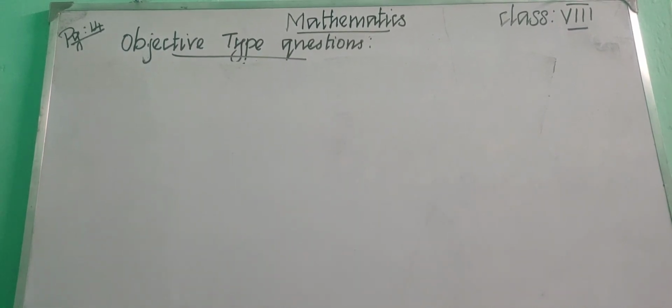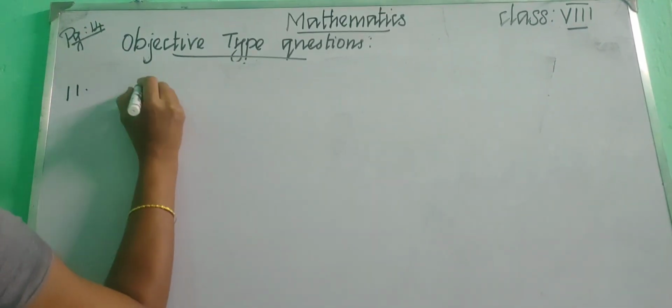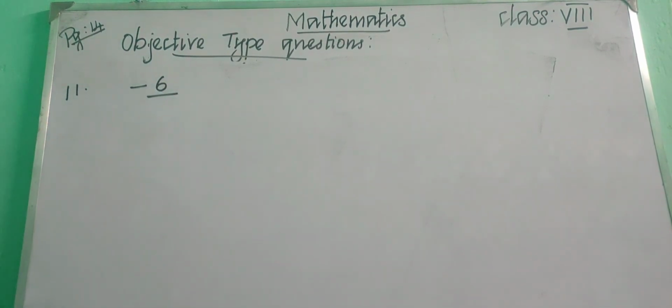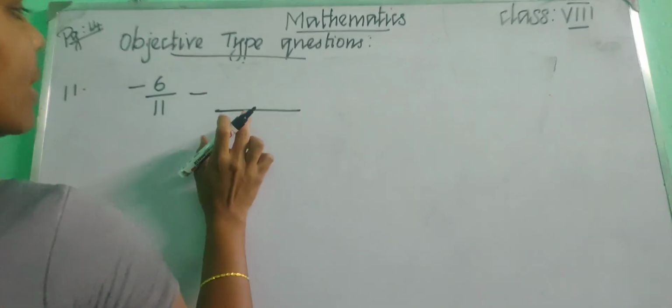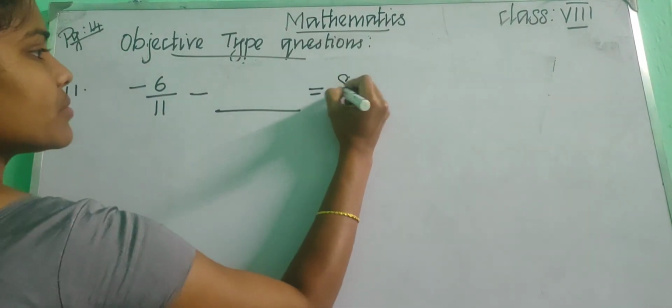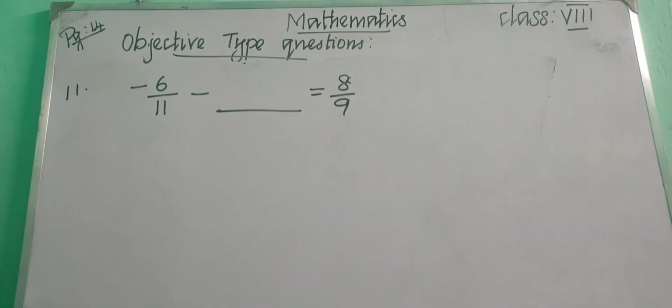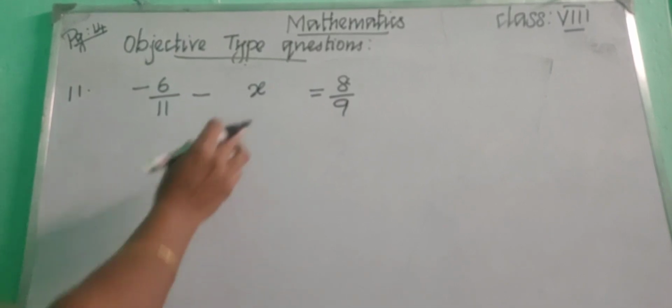The number which is subtracted from, okay, so 11th one, right? The number which is subtracted from -6 upon 11, so minus something, okay. We don't know this, that is equal to 8 upon 9. This is given in the question, okay. So let us assume the space as x. So the question we are having is the number which is subtracted from -6 upon 11 to get 8 upon 9. The number is this, okay.